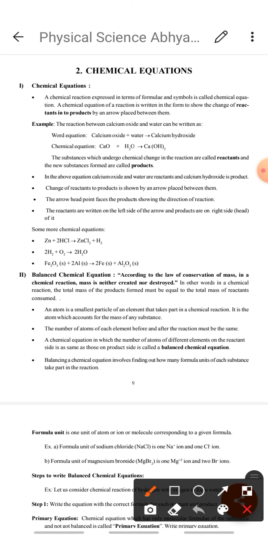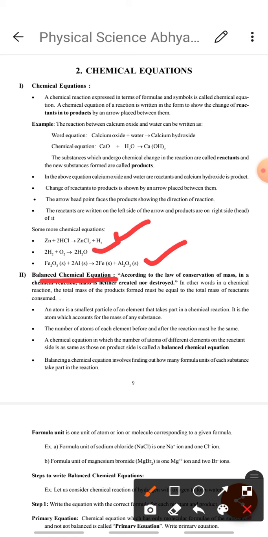Now some more examples are given here. Zinc plus hydrochloric acid gives zinc chloride and hydrogen. Hydrogen plus oxygen gives water. Iron oxide plus aluminum gives iron and aluminum oxide. The second one is balanced chemical equation.